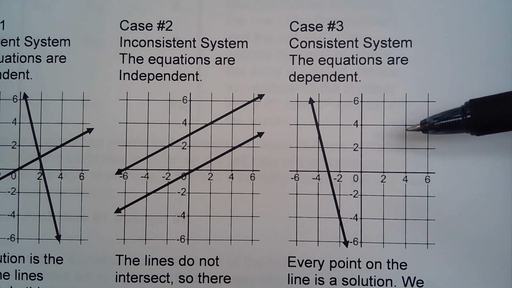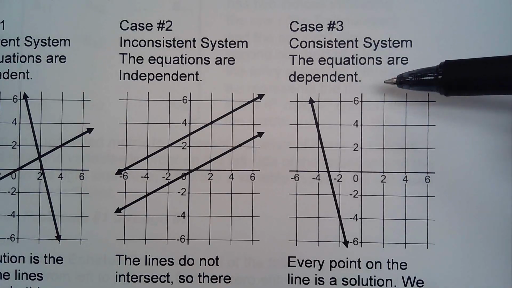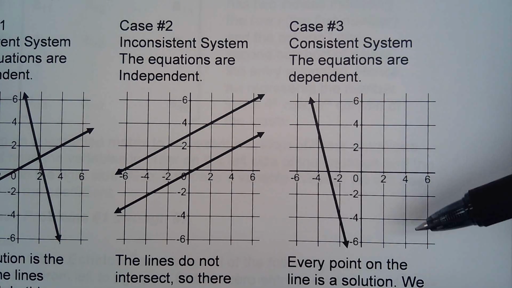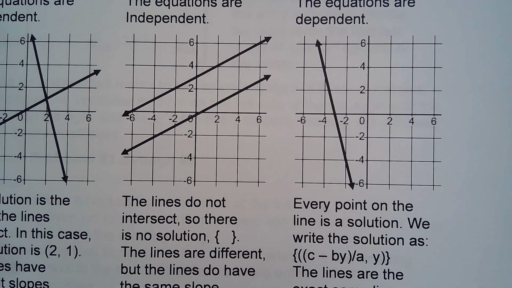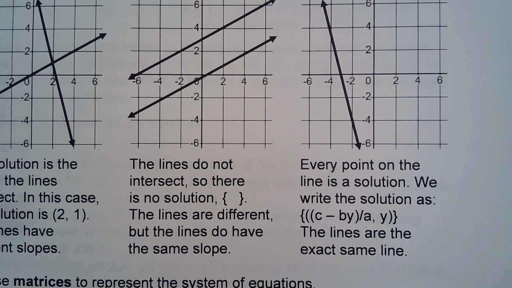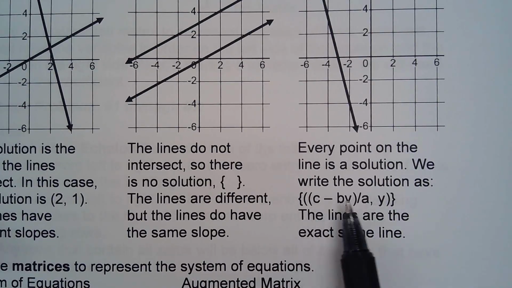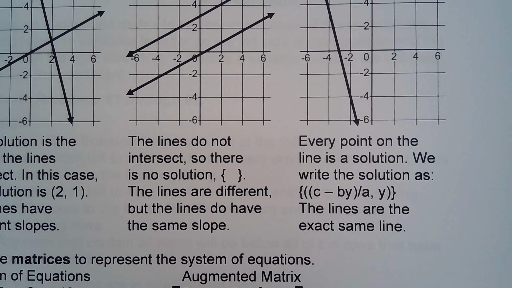The third type is a consistent system where the equations are dependent. That means they're actually the same equation. Every point on the line is a solution. We write the solution as the set of all (x, y) pairs on that line, and the lines are exactly the same line.